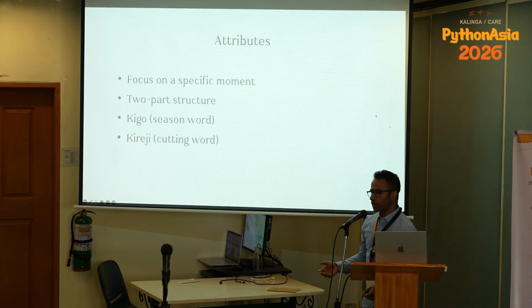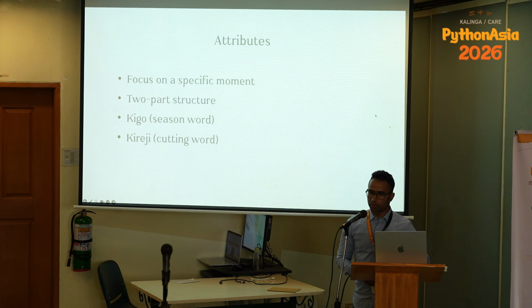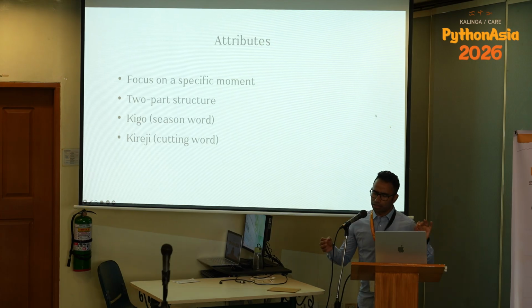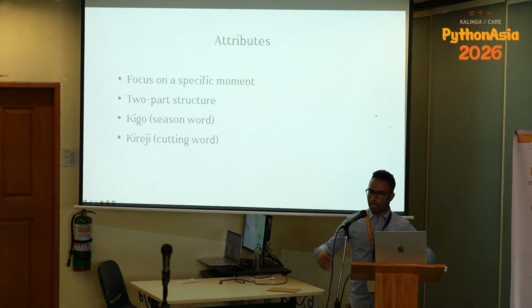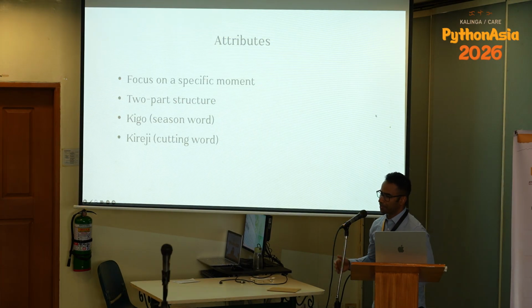The second attribute is 2-part structure. Although there are 3 lines in haiku, there are actually 2 parts. So in the first poem, we can say that the old pond could be considered 1 part, and the frog jumping in and creating a splash type of sound could be considered another part.